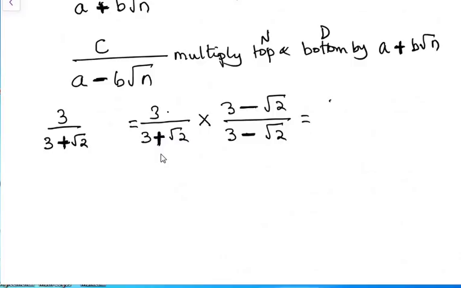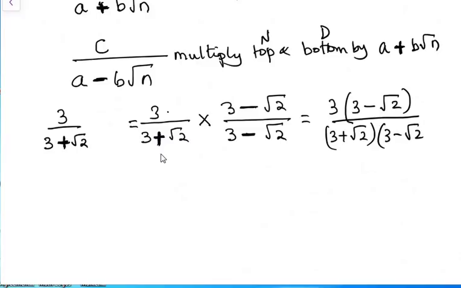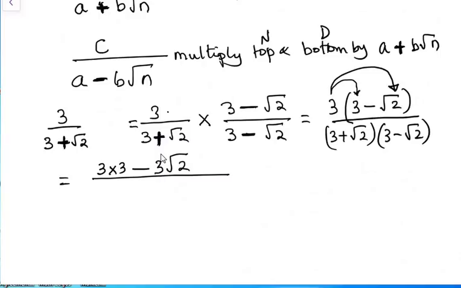So this will become 3 will multiply 3 minus root 2, and this will be 3 plus root 2 times 3 minus root 2. To solve further, we can come to this side and have our numerator. This 3 will multiply this 3, so that is 3 times 3. And this 3 will multiply this minus 2, that will be minus 3 root 2.